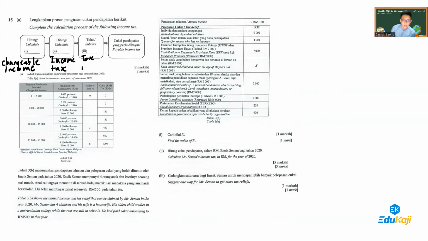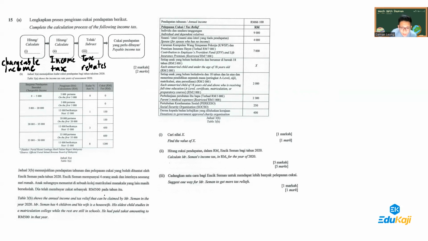Tax rebates can be based on income. When your chargeable income is below 35,000, then there's a rebate. Zakat is also a type of rebate. Then we get the payable income tax. So for part B, B1, I want to find the X value.